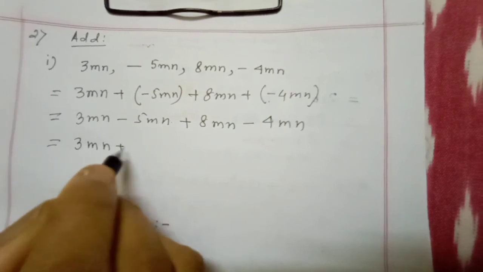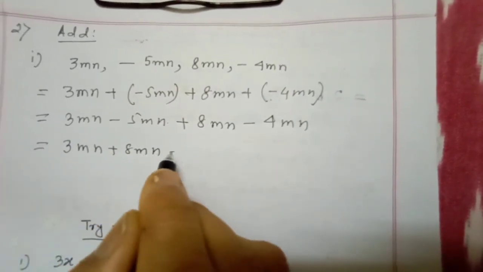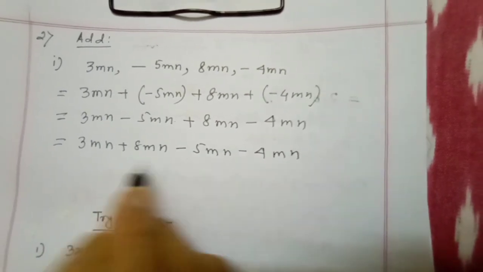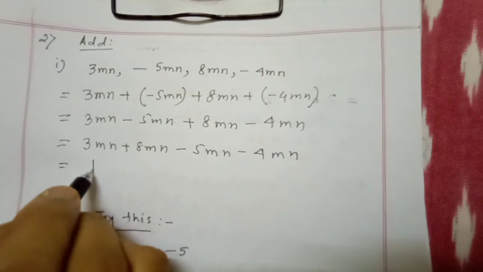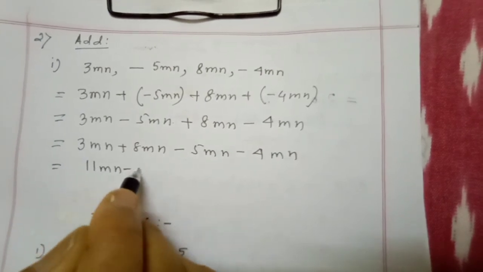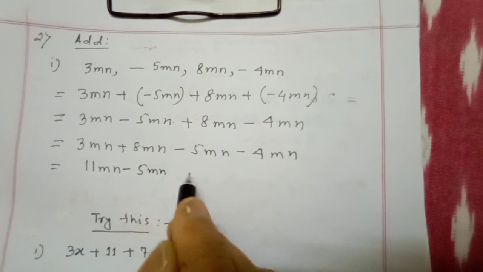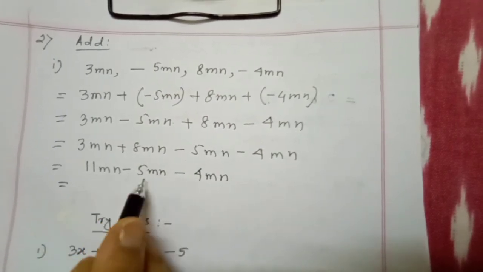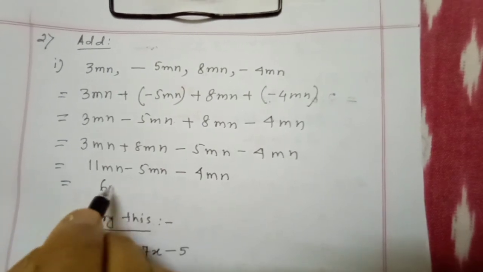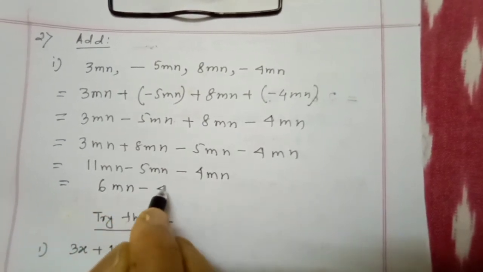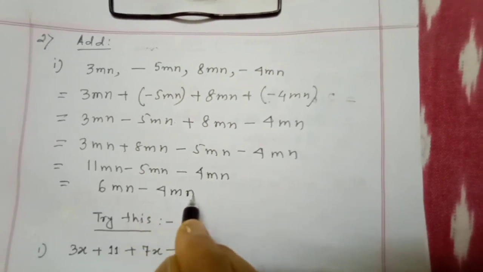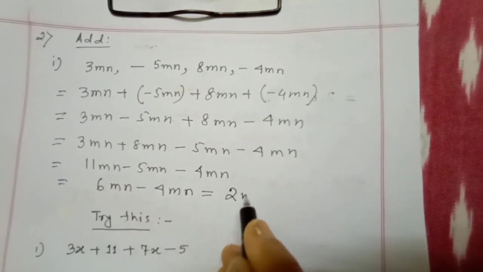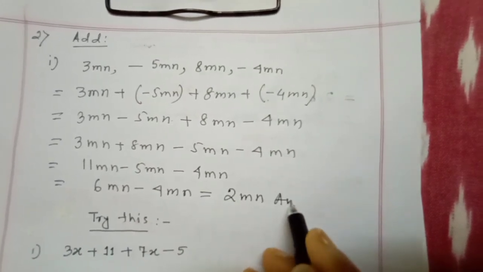Now what you can see is that 3mn and plus 8mn you can arrange together. 3mn plus 8mn minus 5mn minus 4mn. 3mn and 8mn make 11mn, minus 5mn, minus 4mn. From 11mn you can subtract this: 6mn minus 4mn equals, from 6 if you subtract 4 you will get 2mn, and this is your answer.